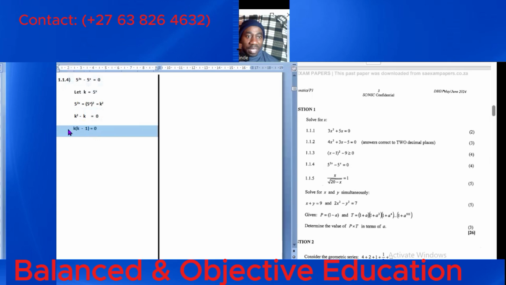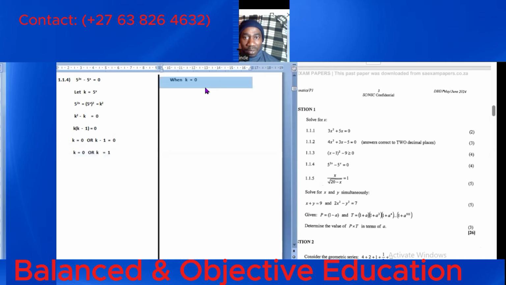So if we factorize with k, we have k bracket k minus 1. You can set this k directly to 0. So that means k will be equal to 0, or k minus 1 equal to 0. There's no way you can simplify k equal to 0 further. That is the simplest form. Well, we can further simplify k minus 1 equal to 0. That means k will be equal to positive 1. Remember, the question says we should solve for x, not for k. So we still have to solve for the value of x.